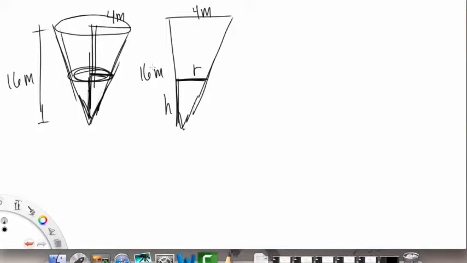And this is for cones in particular. So the ratio that we can create is an H over R ratio, so height over radius. If we plug in those values that we know, for the big overall triangle, we have 16 meters over 4 meters. So this is going to be constant. This ratio is going to be constant for the entire cone, because that's just the properties of cones.